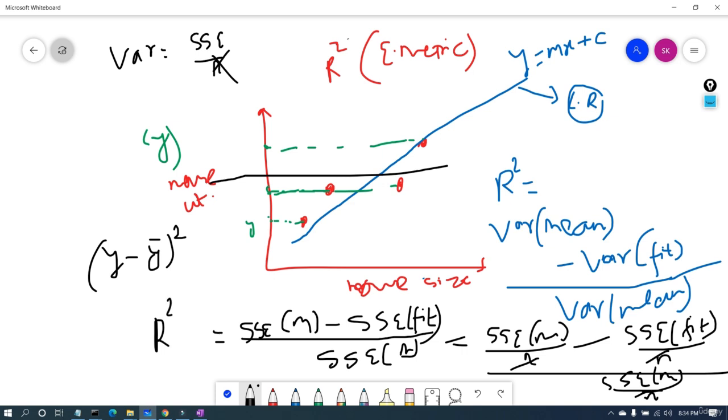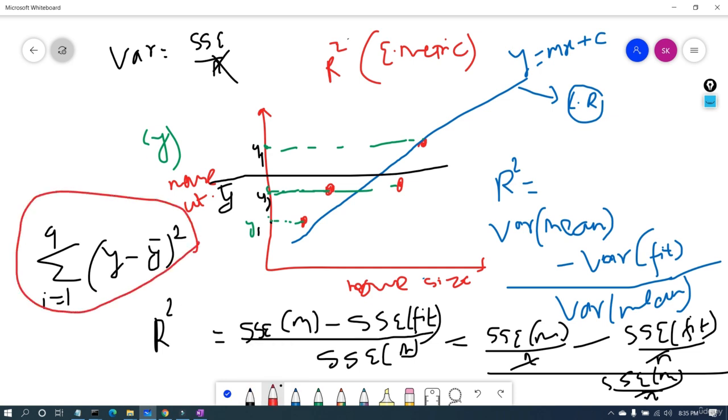Now firstly we have to compute this SSE of mean. First of all, map all the points to the y-axis and calculate the mean. The mean here will be y bar, and then calculate the distance. Sum of squared error is just the distance from each of these points. Consider y1, y2, y3 and y4 for the 4 points, and calculate this for i equal to 1 to 4. This is the sum of squared error of mean.